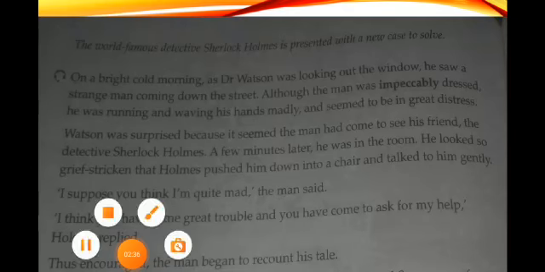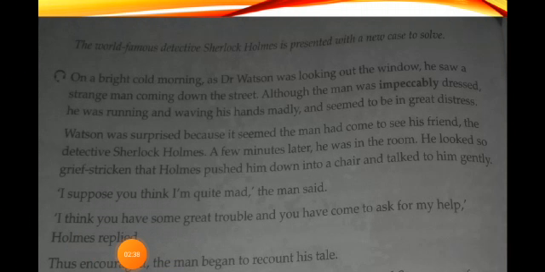Now the text explanation. The world famous detective Sherlock Holmes is presented with a new case to solve. On a bright, cold morning, as Dr. Watson was looking out the window, he saw a strange man coming down the street. Although the man was impeccably dressed, he was running and waving his hands madly and seemed to be in great distress. Watson was surprised because it seemed the man had come to see his friend, the detective Sherlock Holmes.